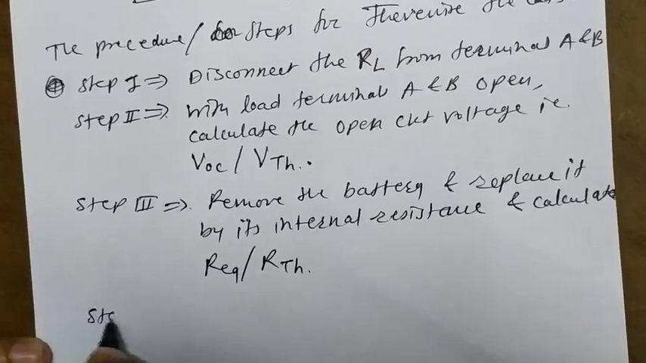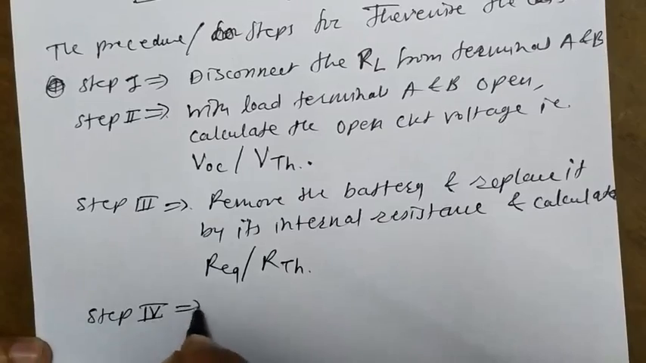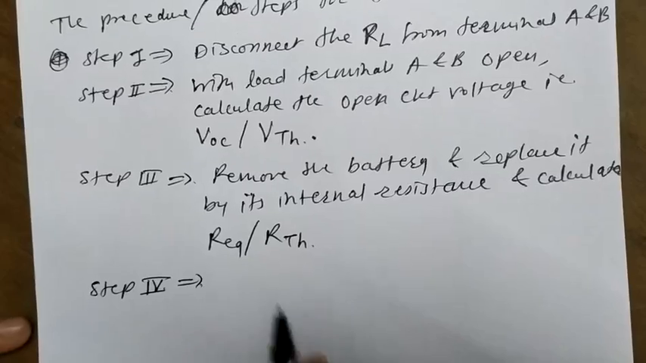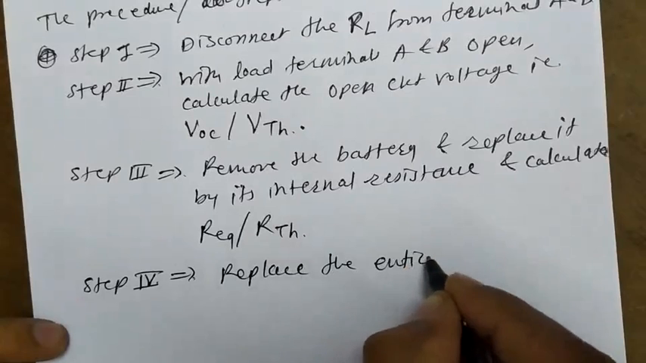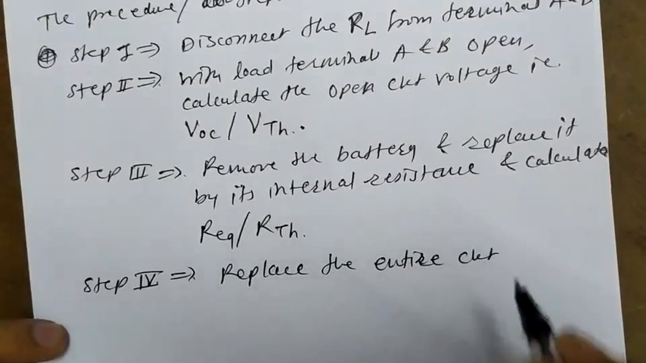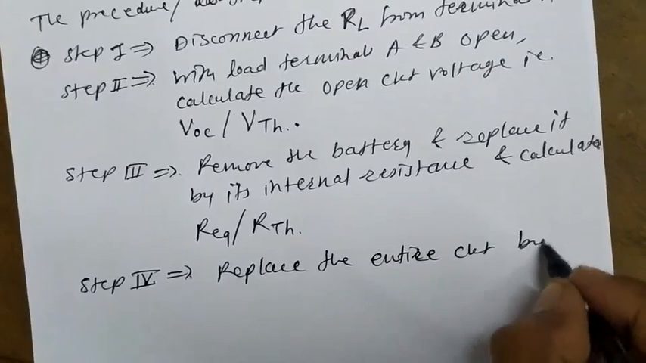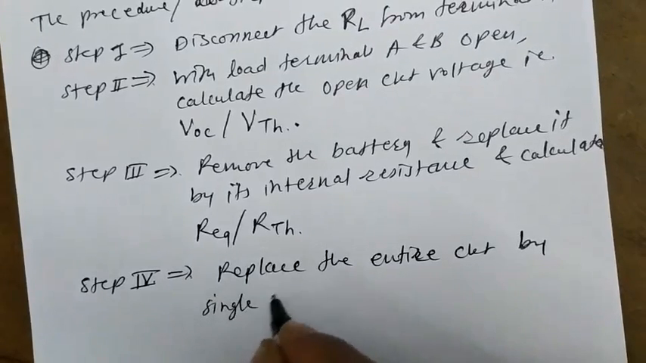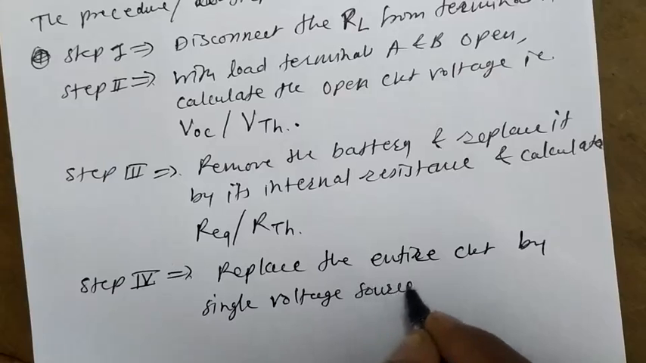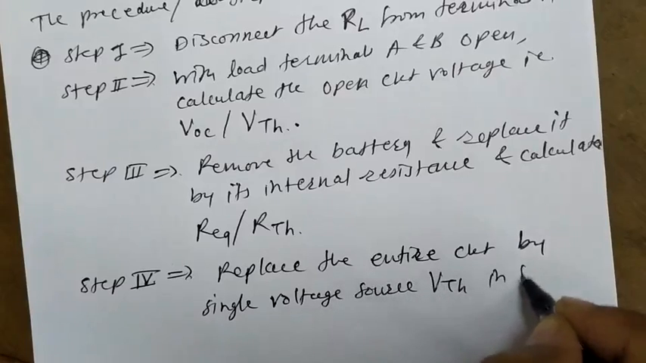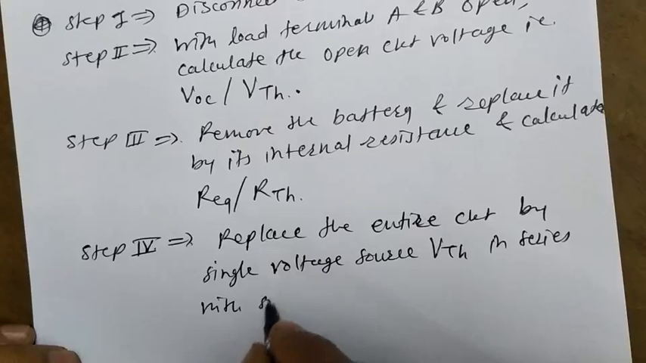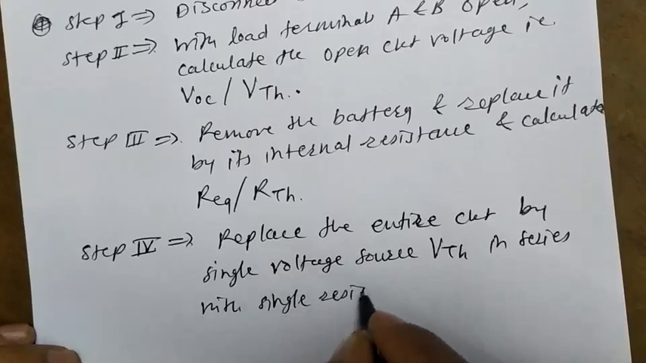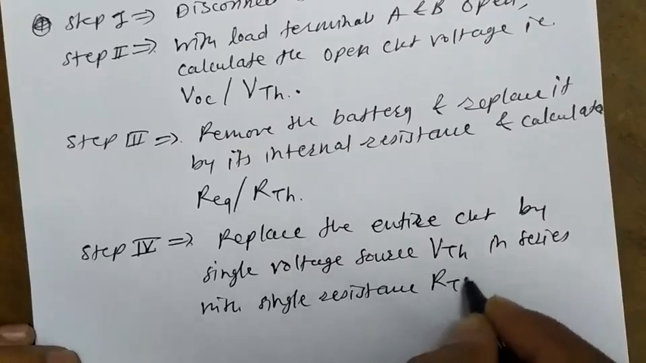And step 4 is to replace the entire circuit by a single voltage source VTH in series with a single resistance RTH.